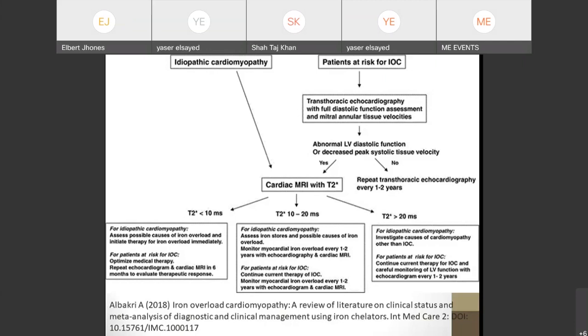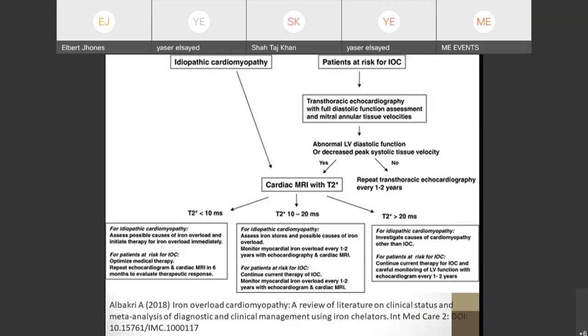For those having less than 10 milliseconds, we have to go for repeat echo and cardiac MRI in 6 months' time and evaluate for therapeutic response. We start oral, intravenous and subcutaneous iron chelation therapy, and we have to monitor it every 6 months. For those having T2 star 10 to 20 milliseconds, we continue the current therapy, and we monitor the myocardial activity in 1 to 2 years with echocardiography and T2 star MRIs.